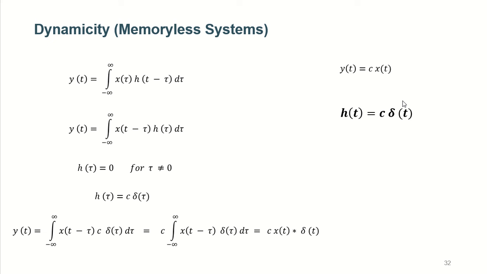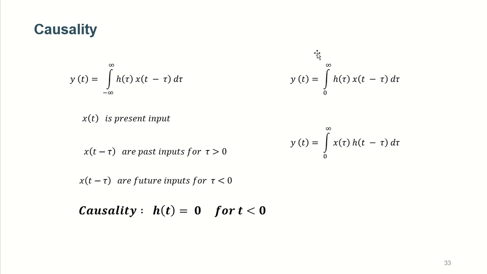It is a system which holds memory. Okay, now let's come to the second property, the causality property. So again let's do the same thing. Let's take the same signal and represent it with the same convolution formula. So y of t will be equal to integral from minus infinity to infinity of h of tau x of t minus tau into d tau.